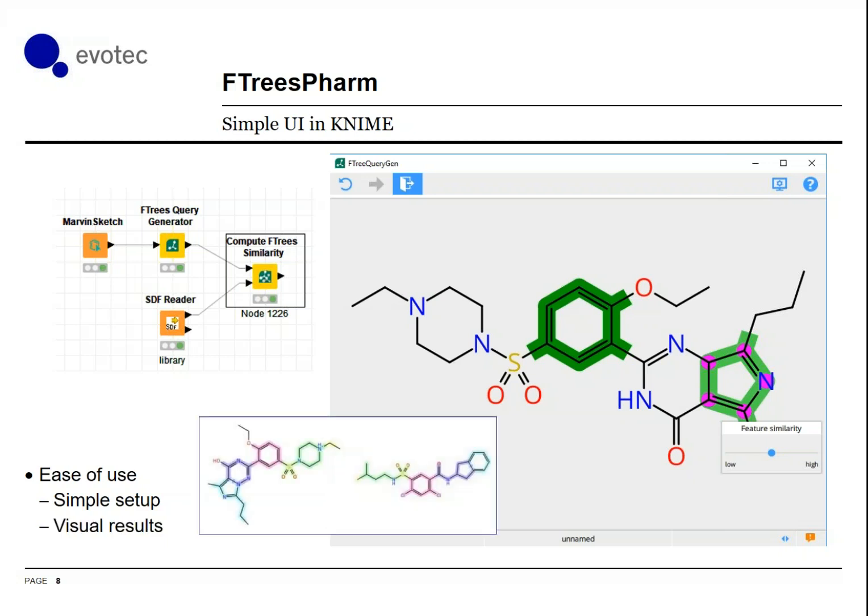And again, as I showed you before, in the visual results, you can then actually check how the resulting mapping obeys your constraint given through this graphical interface.